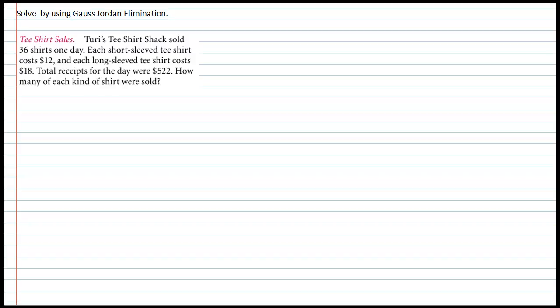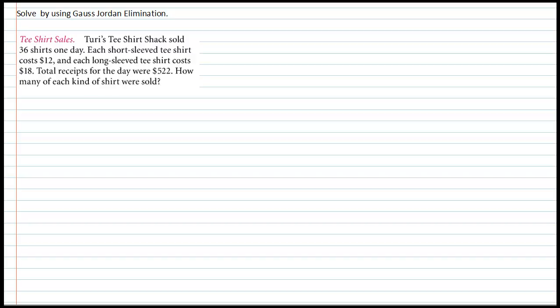It says Turi's t-shirt shack sold 36 shirts in one day. Each short sleeve t-shirt costs $12. Each long sleeve t-shirt costs $18. Total receipts for the day is $522. How many of each kind of shirt were sold?